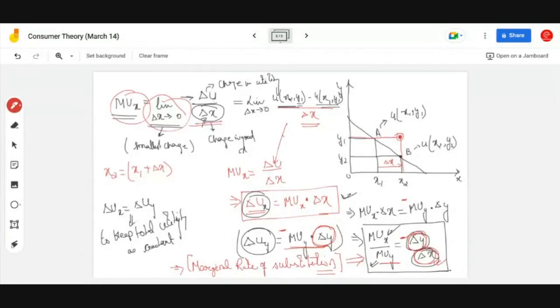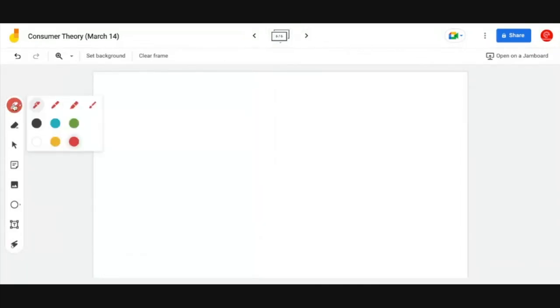Now, next thing again, let's introduce the concept of equimarginal principle. But yes, before we use the concept of equimarginal principle, so this is all about indifference curve. Is it clear? So now let's talk about the budget constraint.